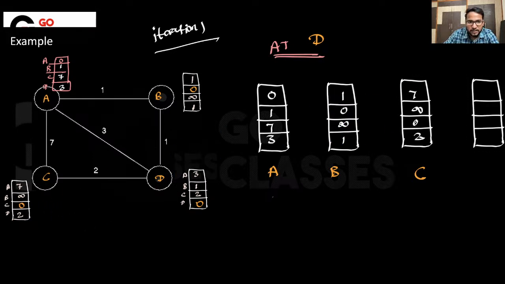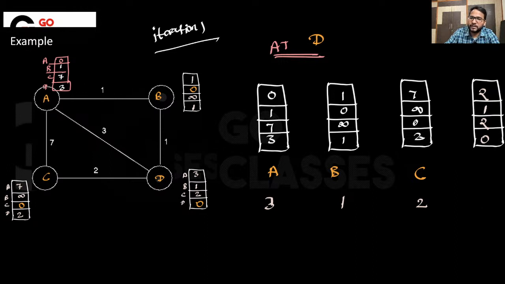Now the distance from A to D is 3, D to B is 1, and C to D is 2. D to D is 0, so that's why I'm writing 0. It is saying 3 plus 2 plus 9, so 2 is minimum. It is saying 4 plus 1 plus infinity, so 4 plus 4 and 1, so 1 is minimum. It is saying 10, infinity, and 2, so 2 is minimum. So 2, 1, 2, 0. This is the vector that we are getting at D.